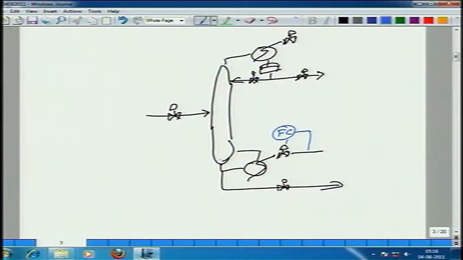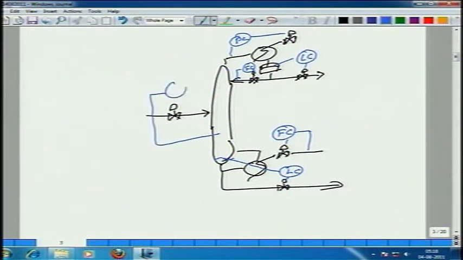Then I would have level control this way, this level control this way, reflux under flow control, pressure control this way, and I control the temperature this way. So now this is my throughput manipulator.